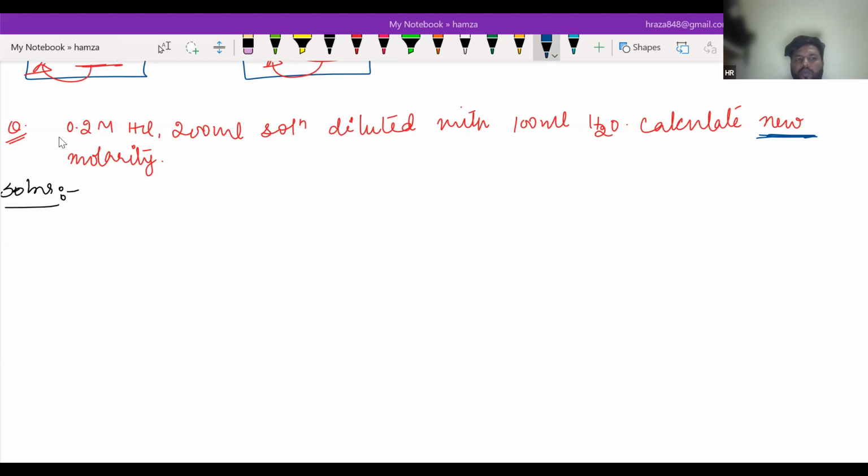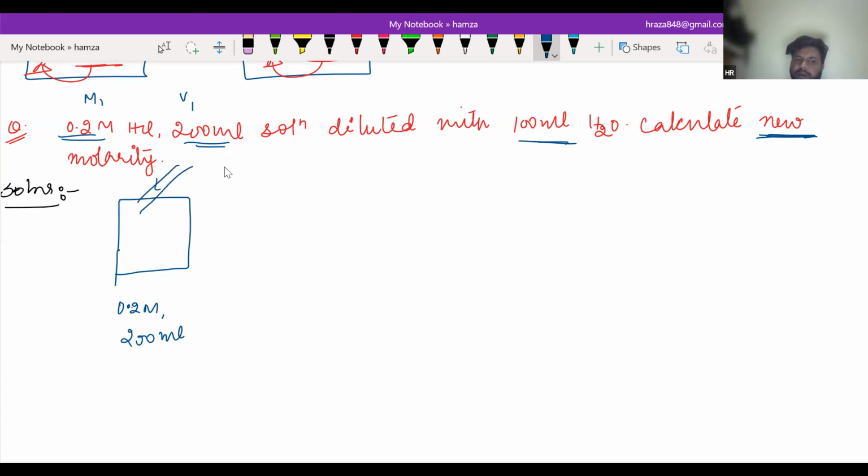Okay, just see. 0.2 M HCl and 200 ml solution initially. That means I'm going to take it M1 and this is V1. Now it is diluted with 100 ml water. There is a container which has a molarity 0.2 M, and it has 200 ml volume. Now you are going to dilute it, that is, add another 100 ml of water. So we are going to find out the new molarity M2.